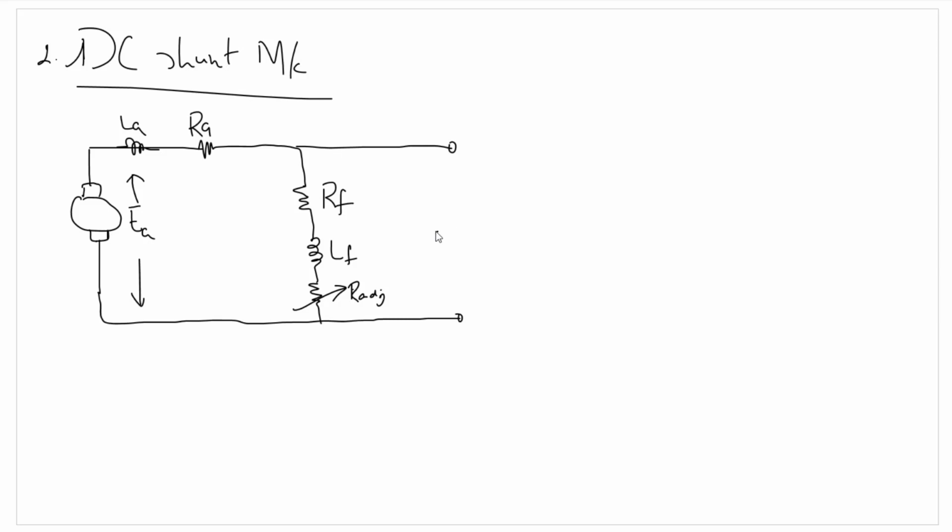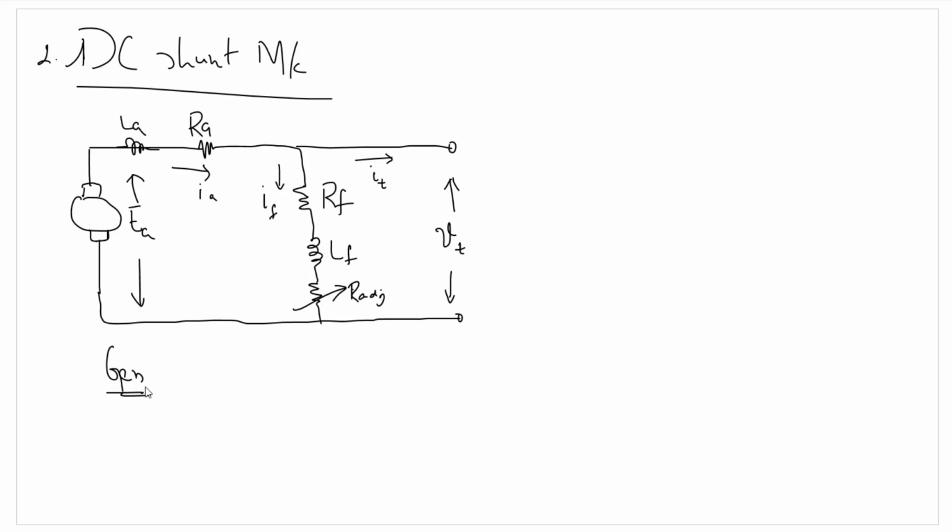Now again, if it's a generator, VT will be the voltage output, whereas if it's a motor, VT will be the voltage input. So in case of a generator, IA will be flowing in this direction. The direction of current in the field circuit will remain the same for both modes, motoring mode as well as generating mode. IT is the voltage going to the terminals of this DC generator.